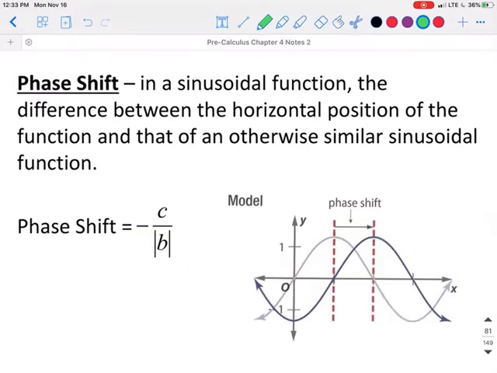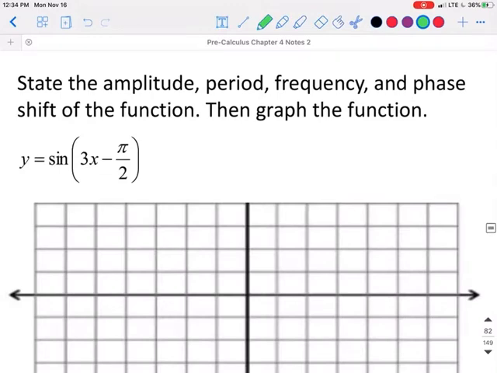Now it is possible that we take our graph and we shift it to the left or to the right. When you do this horizontal translation, we call this the phase shift. To find the phase shift, you're going to do negative c over the absolute value of b. So for this function, we need to state the amplitude, the period, the frequency, and the phase shift. Remember, the amplitude is whatever value is right in front of your sine or your cosine. So in this case, a is 1, b is 3, and c is negative pi over 2.